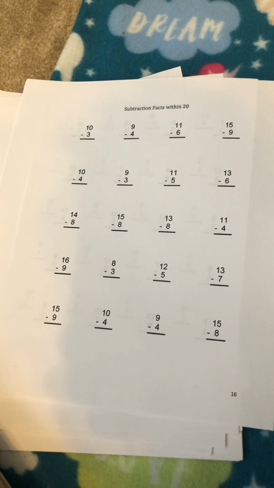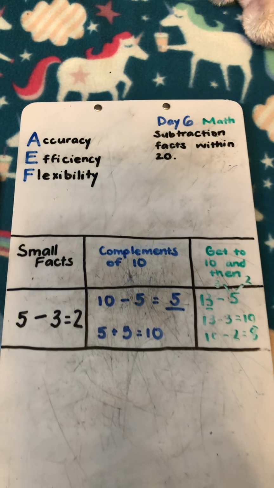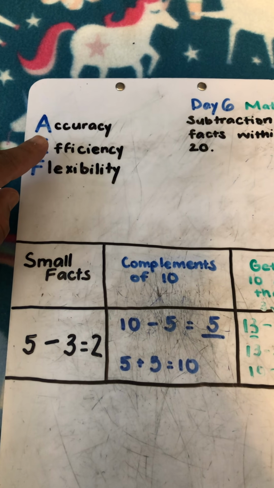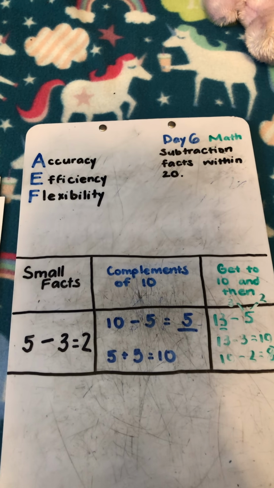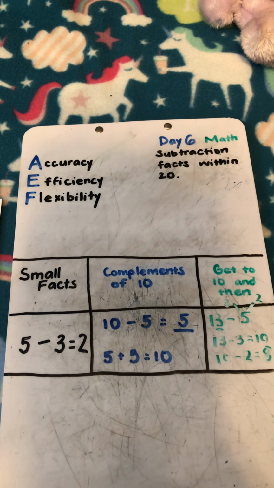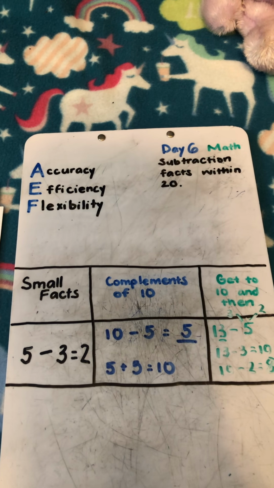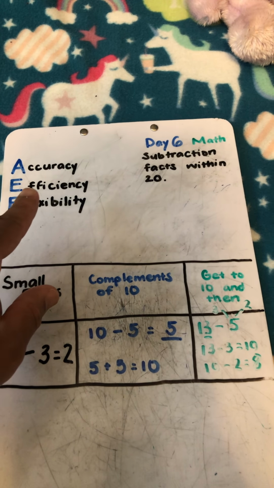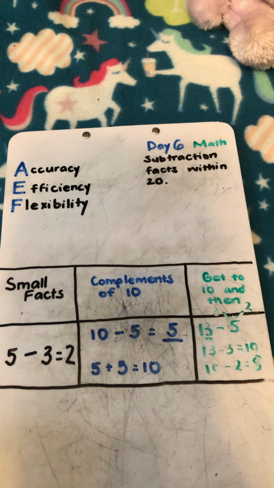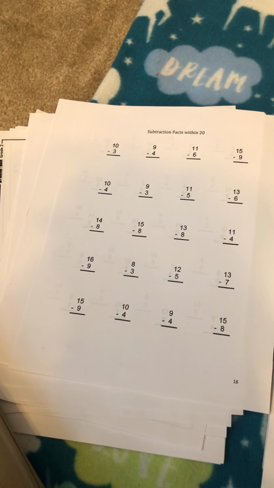Okay? So these pages are going to be an opportunity for you to use some of these strategies. Now don't forget, your main goal is to have accuracy. If you need to do something different to get to your answer, make a model, do whatever you need to do, because accuracy is always going to be our most important idea. But once you're starting to feel comfortable and confident with these strategies, let's also push for that efficiency and let's push for some flexibility.